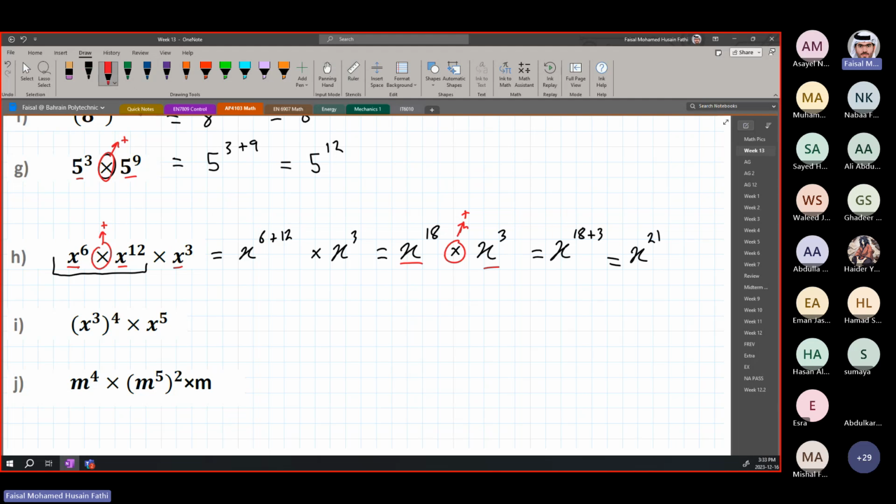You can do it all directly if you want. For example, you could just go here and write plus 3 and just solve it and remove this. But whatever is easier for you. I don't want you guys to get too confused. Solve it in the way you're comfortable with.